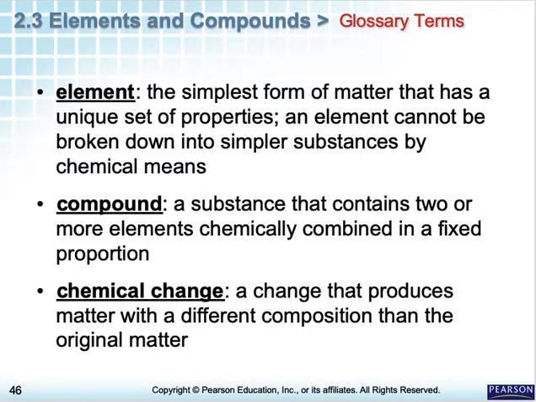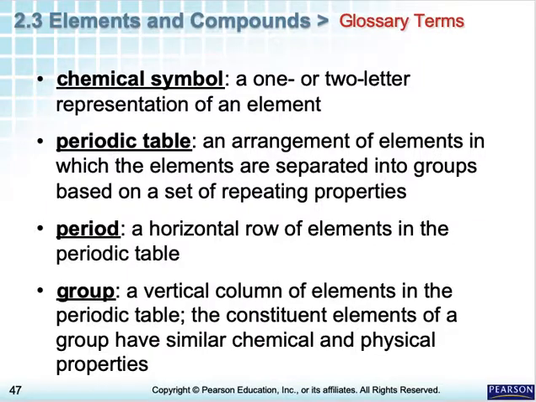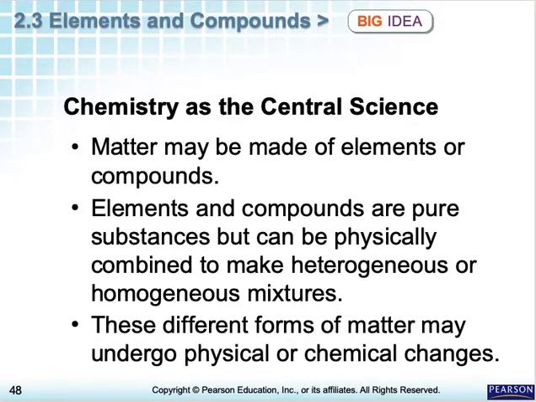So your vocab words: element, compound, chemical change, chemical symbol, periodic table, period, group. The main idea is that matter can be made of elements or compounds. Elements and compounds are pure substances, but can be physically combined to make heterogeneous or homogeneous mixtures. These physical forms of matter may undergo physical or chemical changes.